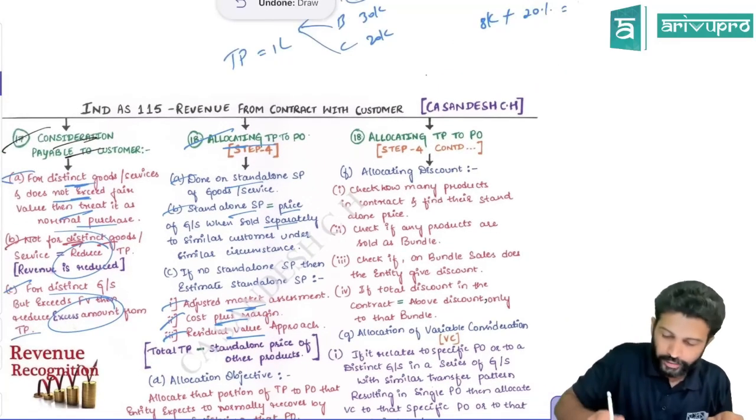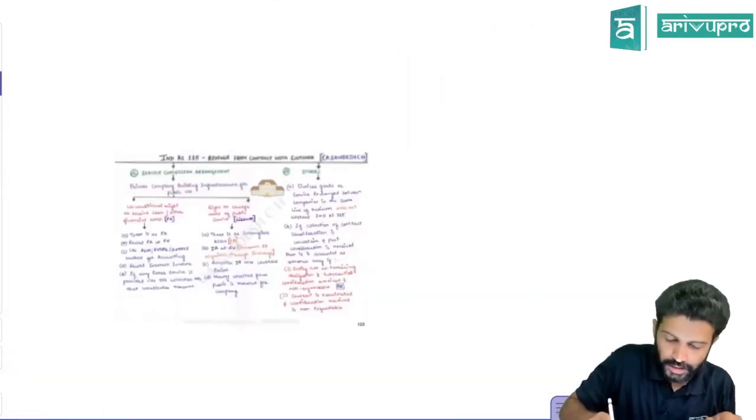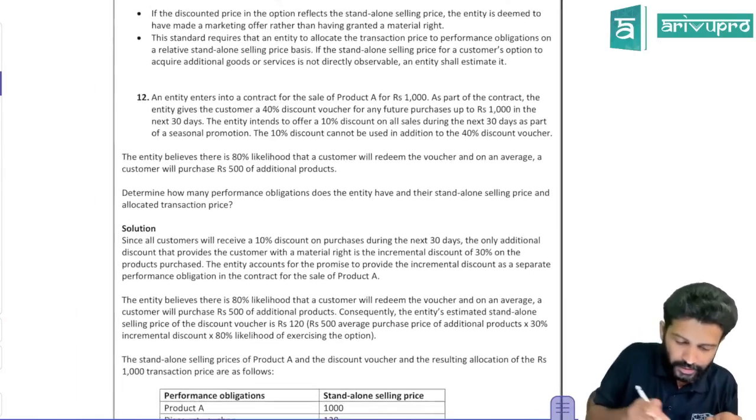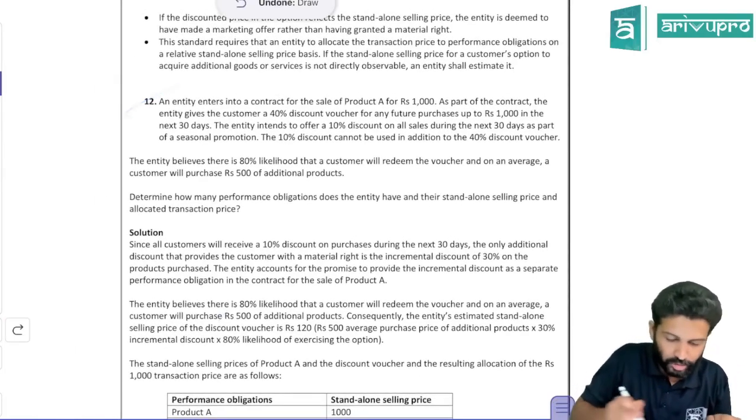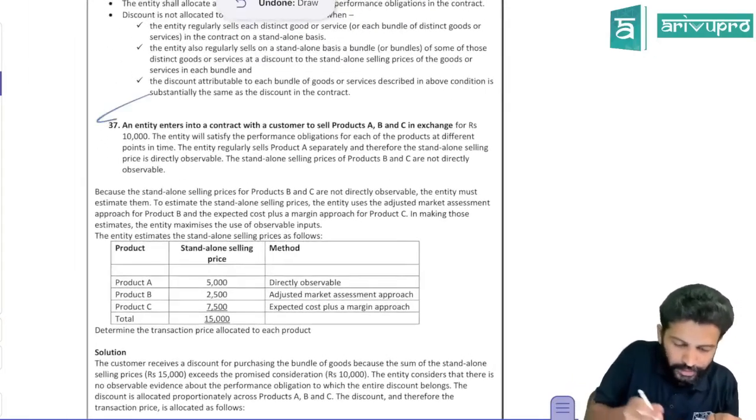All right, so let's do a thing. Let's learn this allocation. This could be important. So let's learn this with the help of one question. Maybe this one we'll take later. Let's take up question 37.